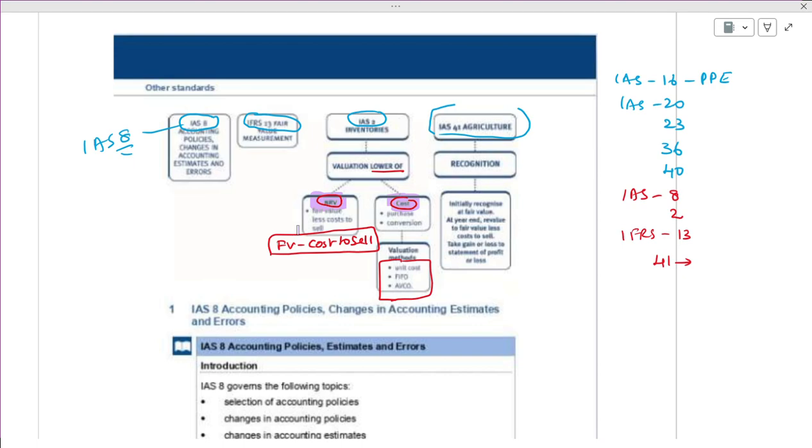Come back to agriculture. Initially we will recognize at fair value. At the end, we will value it again. As simple as that. I will make it very clear for you.